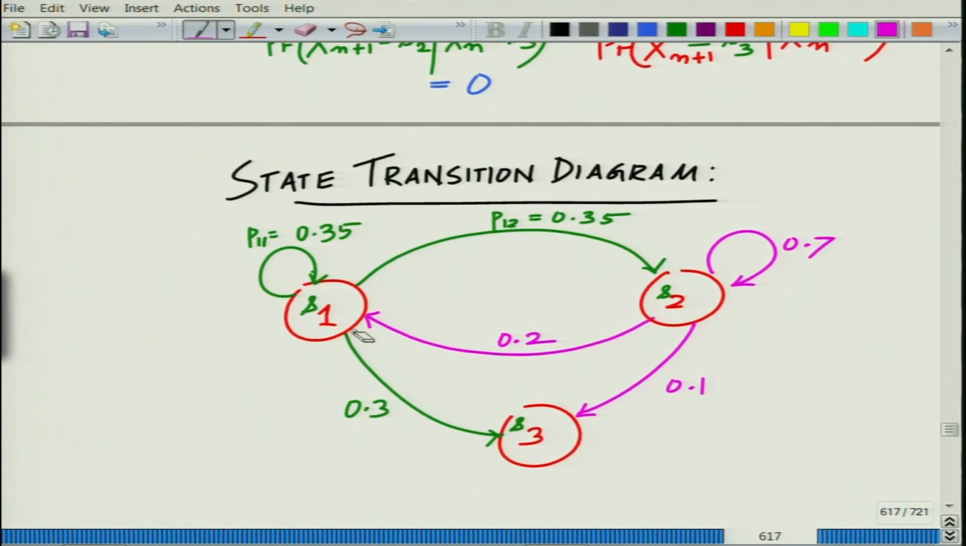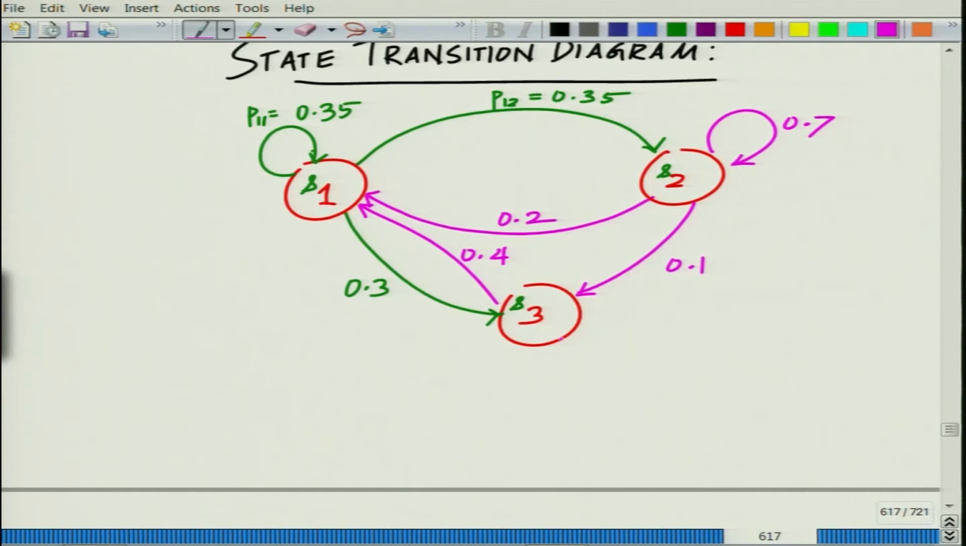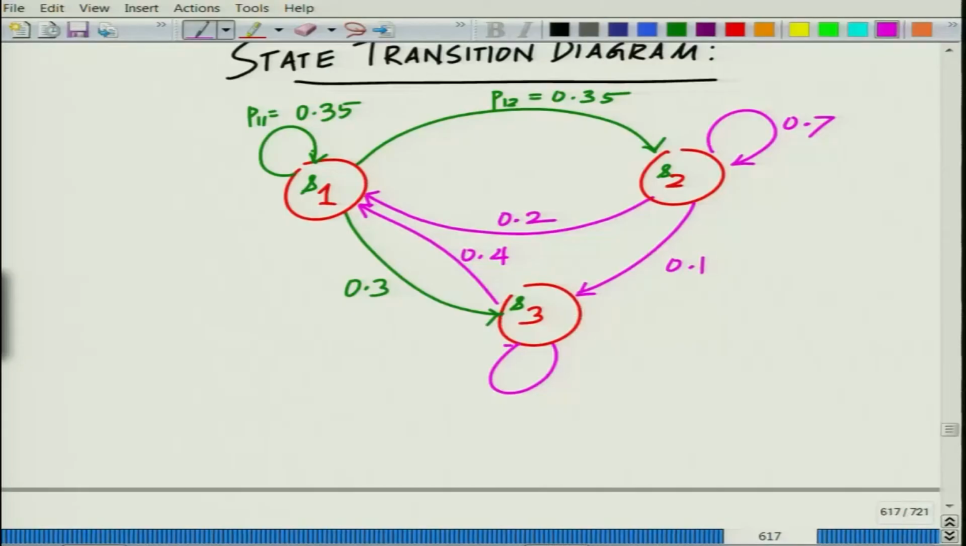S3 to S1, this is 0.4. S3 to S2, remember the probability is 0. So, there is no branch, which shows that it cannot transition from state 3 to state 2 because the probability is 0. The only remaining one is the transition from 3 to 3 and that probability is 0.6, and this is essentially your state transition diagram. So, this is the state transition diagram for the DTMC.